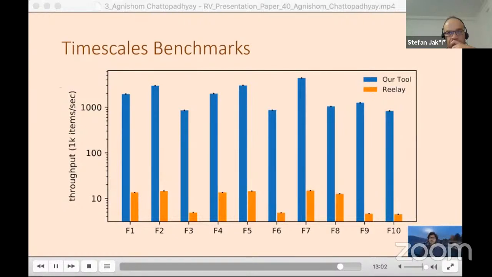We extracted OCaml code from our Coq proof scripts and ran some experiments on them. We compared the performance of our tool with Relay using formulas from the timescales benchmark and randomly generated traces. We see that our tool performs reasonably efficiently.